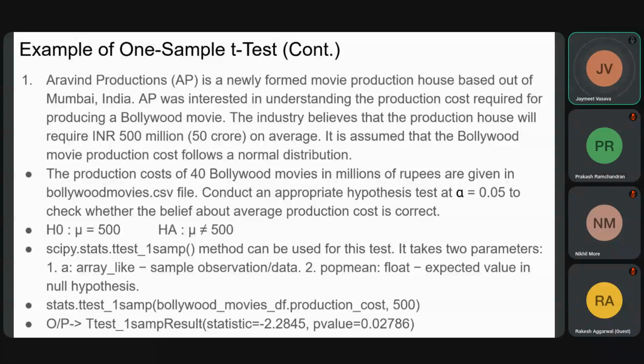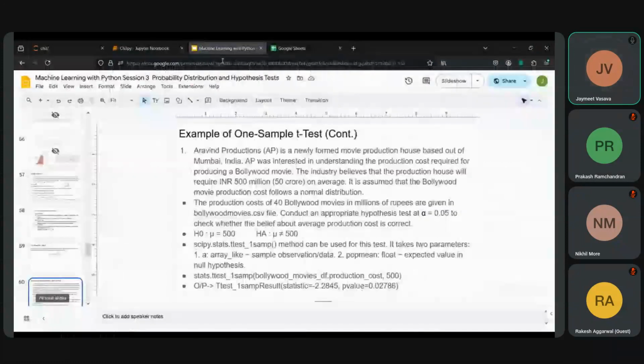Now, for our Bollywood movies data set, giving the population mean value of 500, we get the output of minus 2.28 for the t-statistic value and the probability value of 0.02. Now, let's see the notebook.